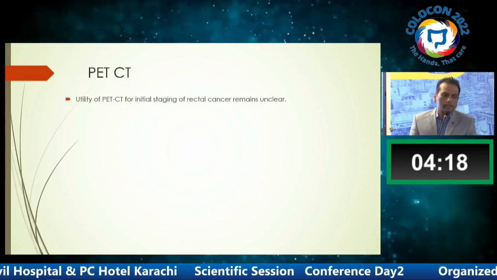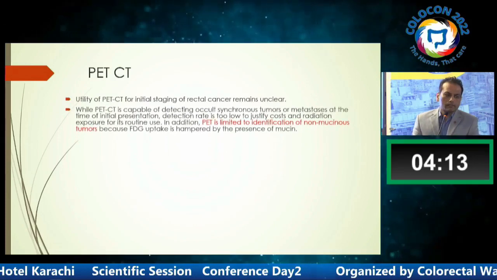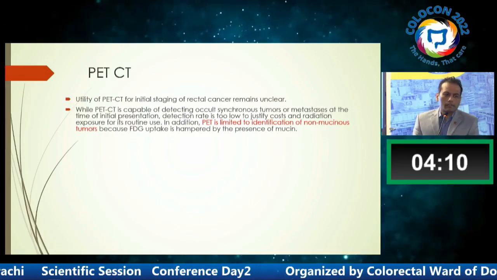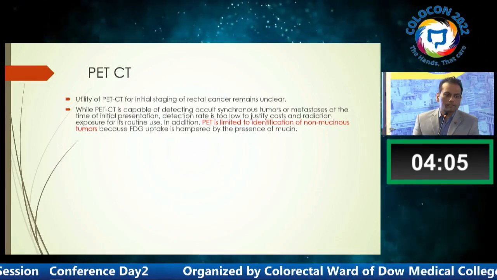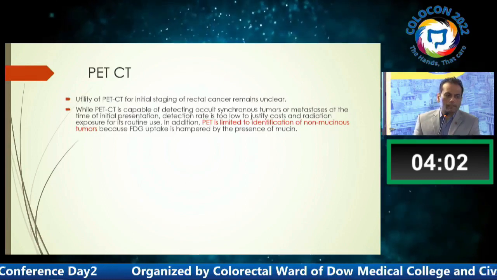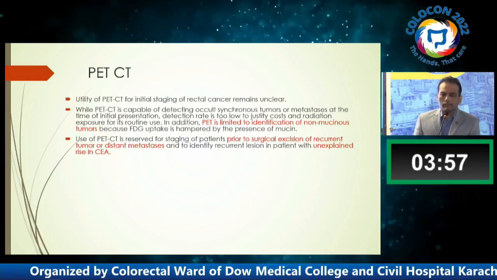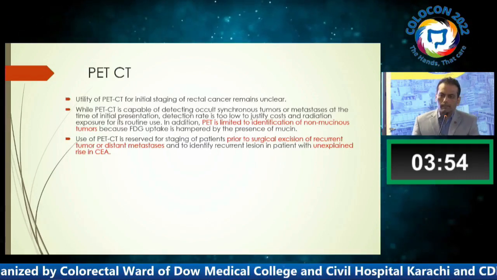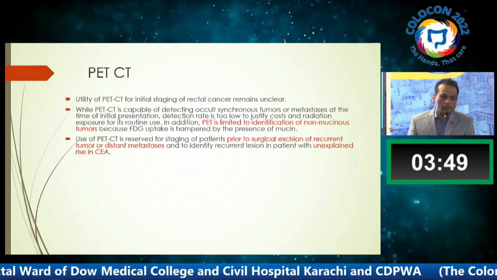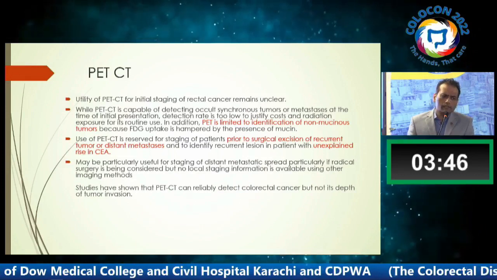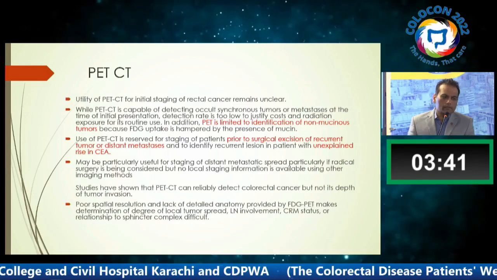PET-CT. The utility of PET-CT for initial staging of rectal cancer is unclear. Although PET-CT can detect occult synchronous tumors or metastasis at the time of initial presentation, PET is limited to identification of non-mucinous tumors. This is as FDG is not taken up by mucinous tumors, so PET-CT most of the time cannot detect mucinous adenocarcinoma.